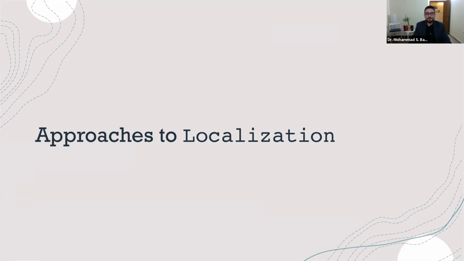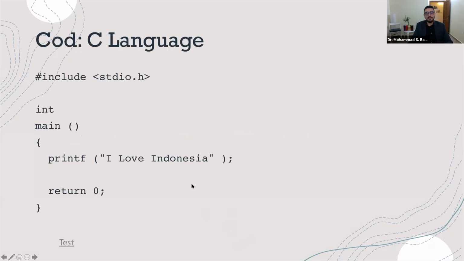Now let me move to how they do it. How do they localize products and software applications into other languages? We have different methods and different ways. Let's start with the most sophisticated one. For example, this is a C programming language code.